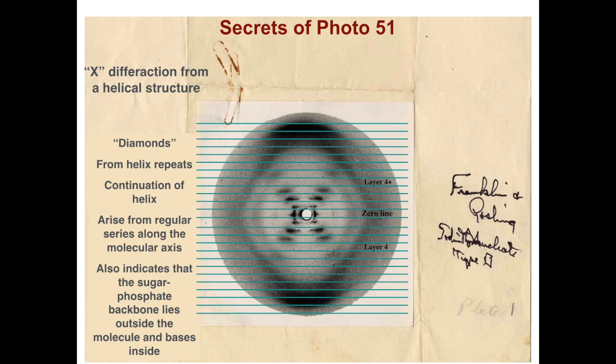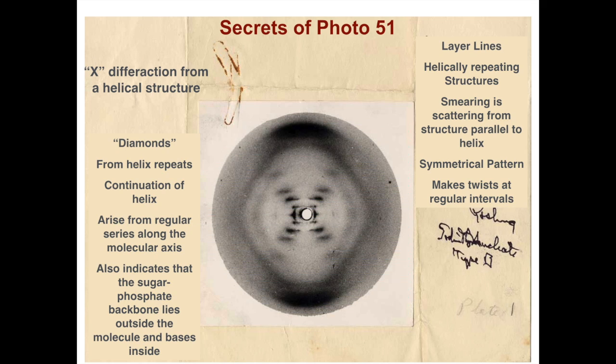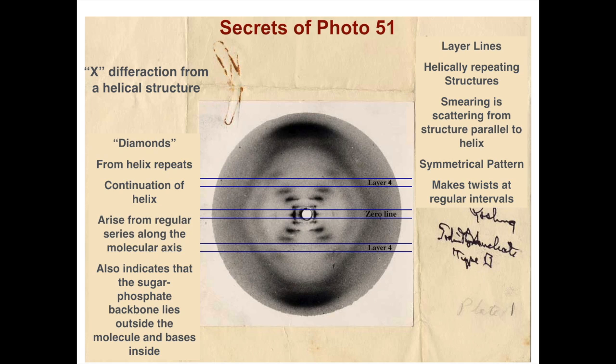These layer lines are helically repeating structures, and the smearing that you see here is scattering from the structure parallel to the helix. It forms a symmetrical pattern that makes twists at regular intervals. So there are some missing smears in layer 4. And this is consistent with DNA being a double helix.